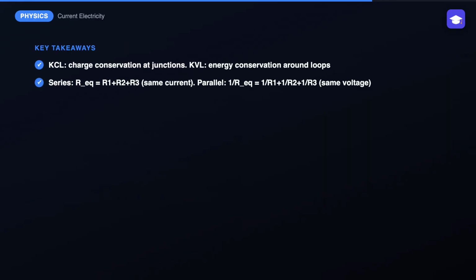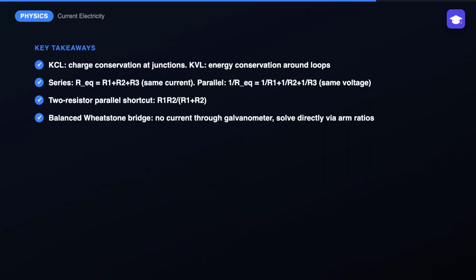Let's recap. Kirchhoff's current law reflects charge conservation at junctions, while Kirchhoff's voltage law reflects energy conservation around closed loops, both essential for solving circuits that can't be simplified through basic series parallel reduction. Series resistors share current and add resistance directly, while parallel resistors share voltage and add as reciprocals, with a handy product over sum shortcut for exactly two resistors, and recognizing a balanced Wheatstone bridge lets you skip the full simultaneous equations approach entirely.